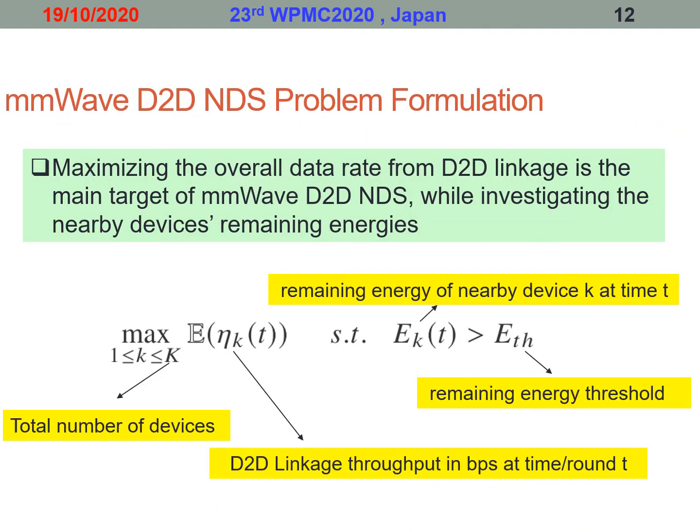Our problem formulation for millimeter wave device-to-device nearby discovery and selection is as follows: we will select from all of the devices the device that has maximum throughput, considering that its remaining battery is over the threshold battery. K maximum is the total number of devices, and eta K is the device link throughput in bits per second at time or round T. And Ek of T is the remaining energy of this selected device K at time T, and E threshold is the remaining energy threshold.